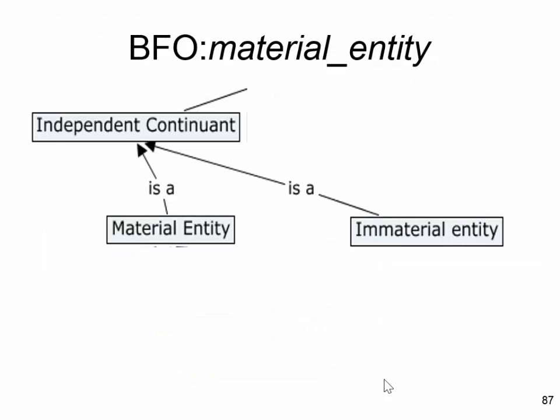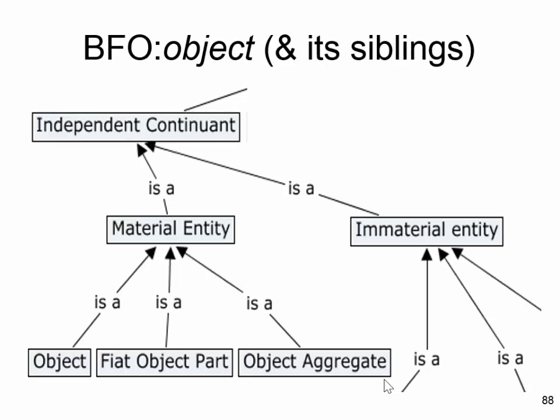Now, we've mentioned material entities and immaterial entities. Now let's deal with them in more detail. So a site is an immaterial entity. A boundary is an immaterial entity because they're not made of molecules. There are three kinds of material entities. The first kind is object. Now, an object is something like you or me or this laptop or this piece of chalk.